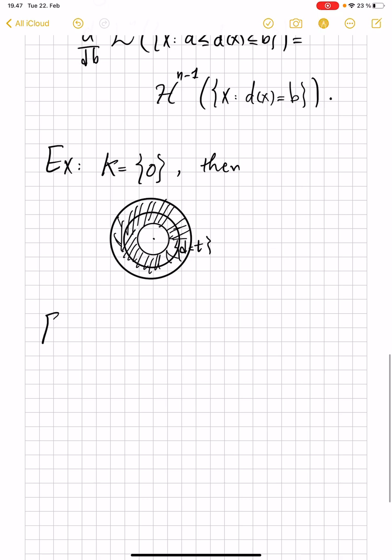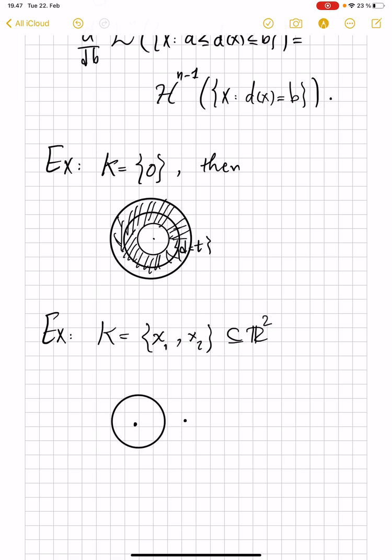And as soon as K becomes 2 points, say x1 and x2, say in R^2, then the set of points that are the same distance to the set K will be, okay, so let me first draw two circles, hopefully. Let me first draw my circles and then I can decide about their centers.